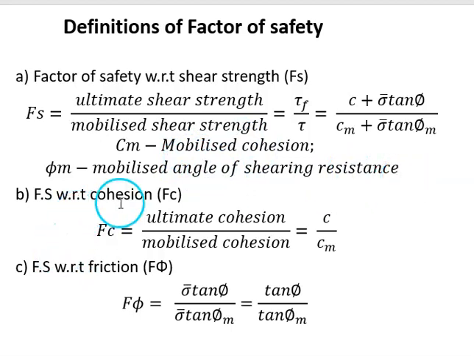If the soil is purely cohesive soil where φ equals 0, in that case these terms will become 0, so that the factor of safety with respect to cohesion equals c divided by c_m. If the soil is granular soil where c equals 0, then the factor of safety with respect to friction equals tan φ divided by tan φ_m.